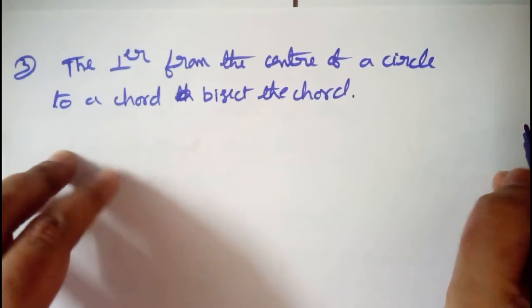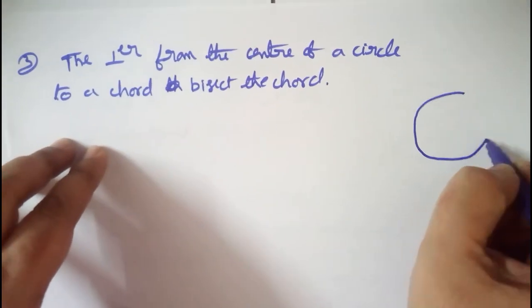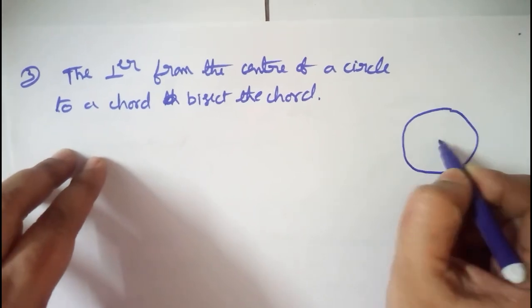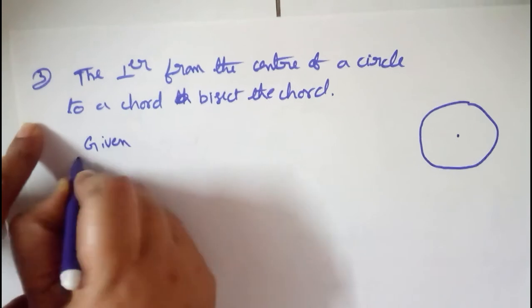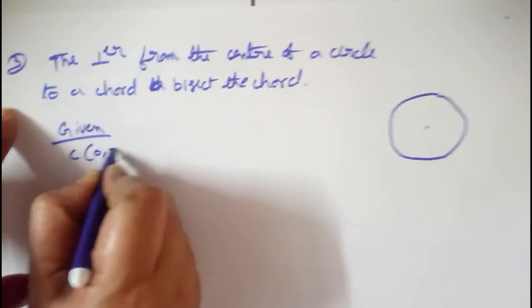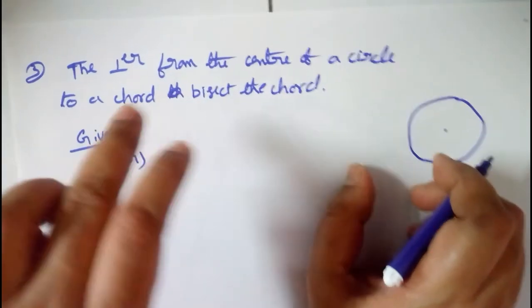Now, according to the statement, draw a figure. It is a circle, the center O, radius R units. Given: C is a circle, the center O, radius R units. The perpendicular from the center of a circle to the chord.